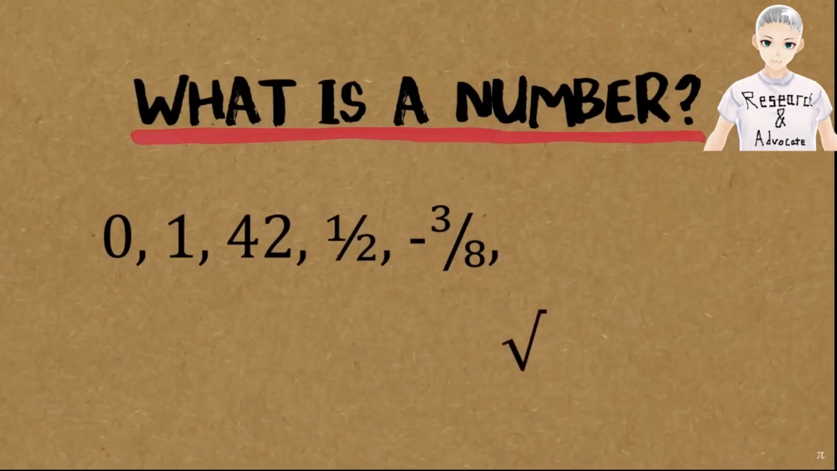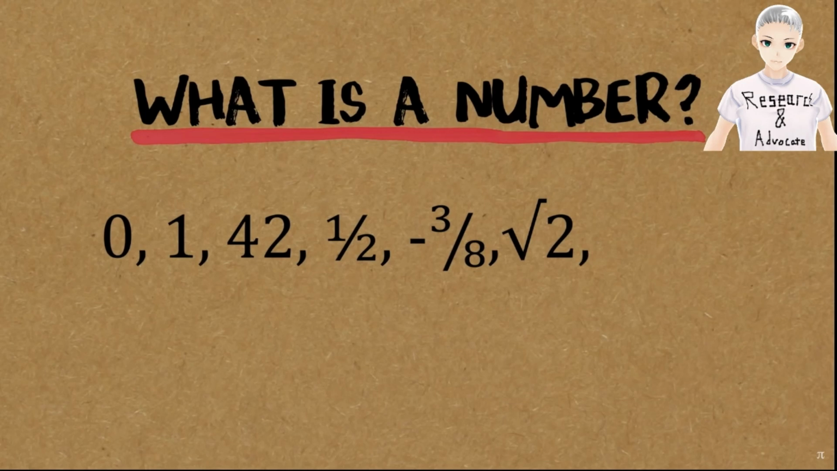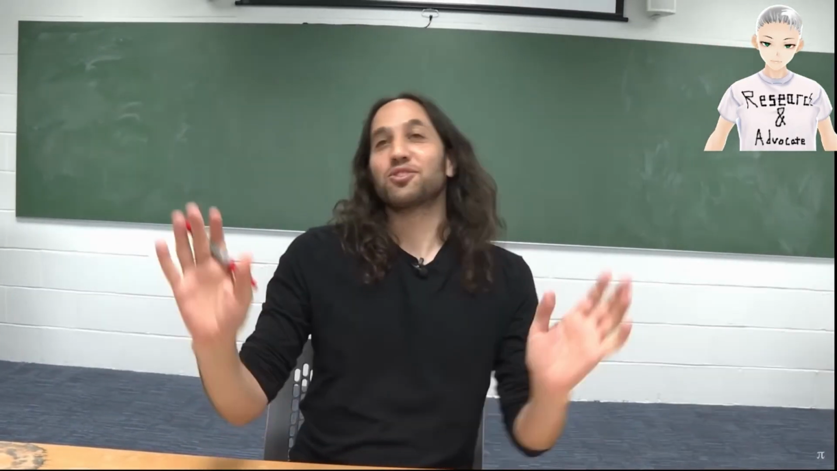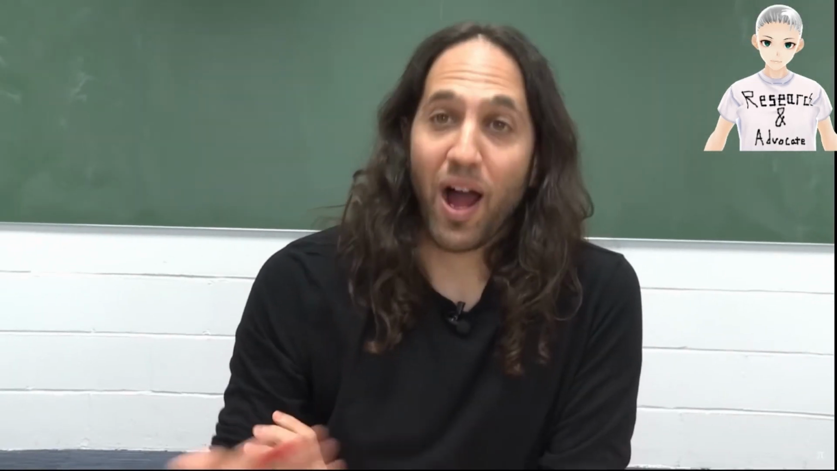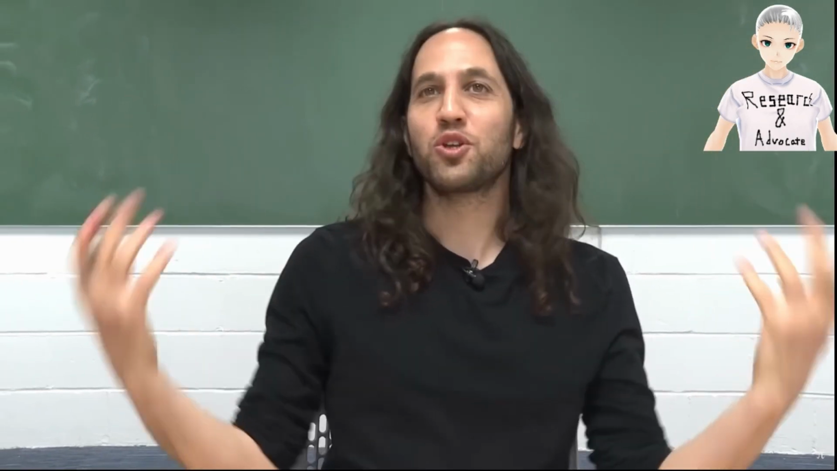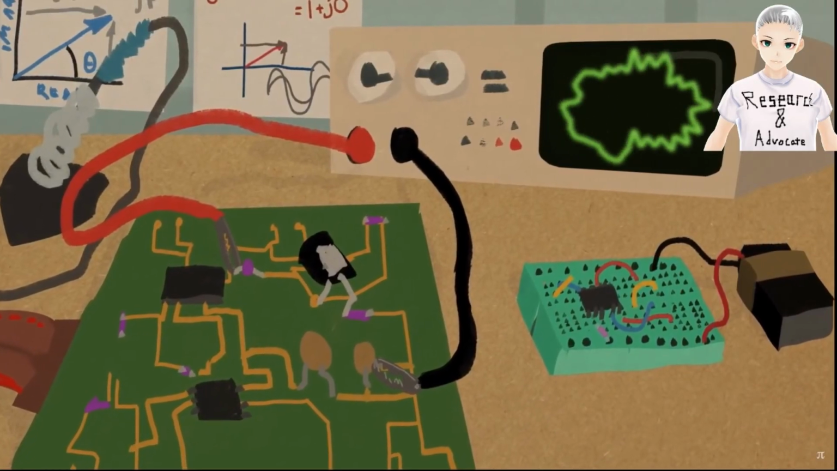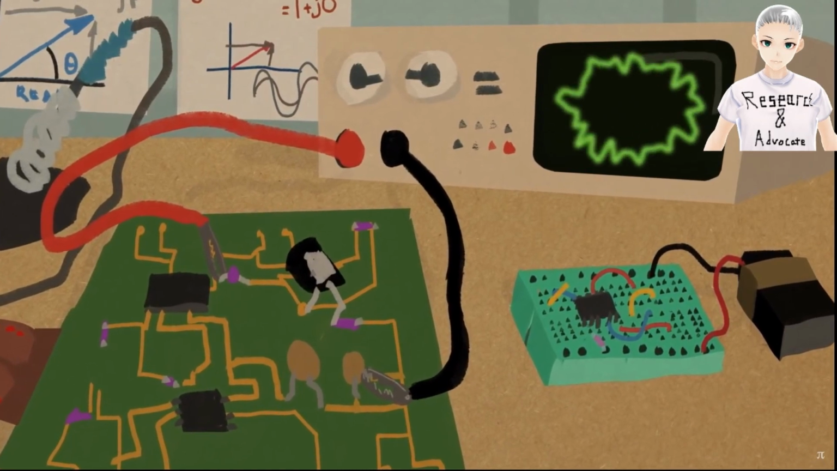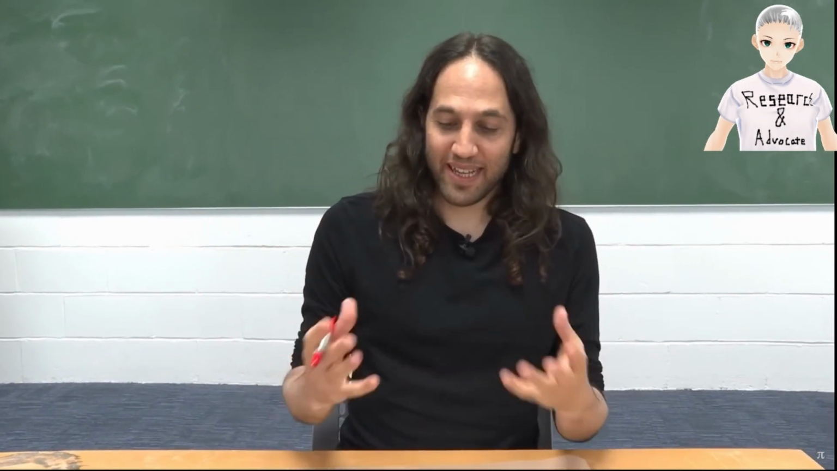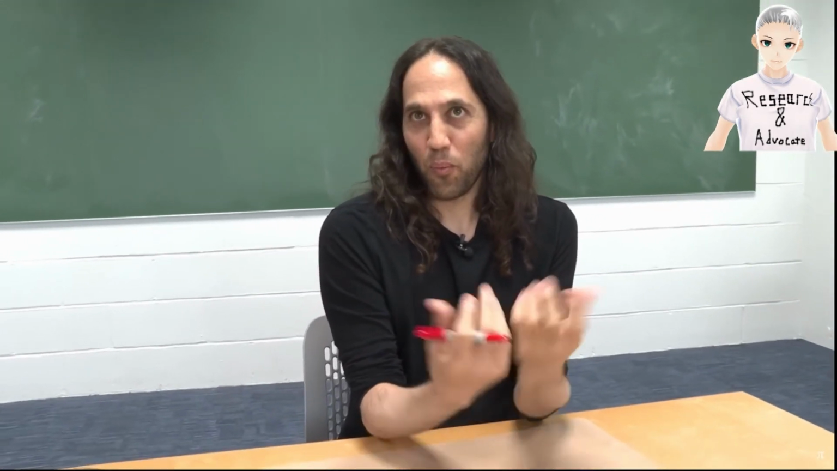Wait, what about the square root of 2? Oh, that's also a number. What about pi? What about e? All of these things are numbers. What about i, the square root of minus 1? Oh, that's imaginary, that's not a real number. So i is also a number, right? It's just not one that makes sense to you as a human. But in electrical engineering, they use i to talk about electricity flow. You can use other things as numbers, but that still doesn't really answer, mathematically speaking, what's a number.